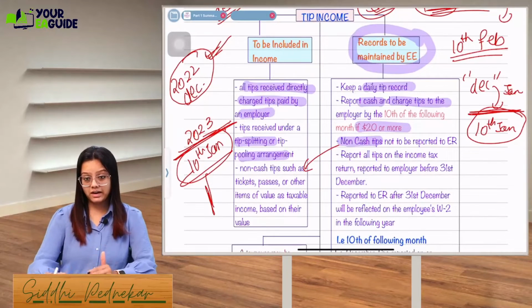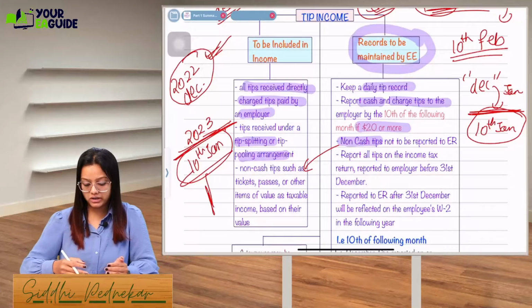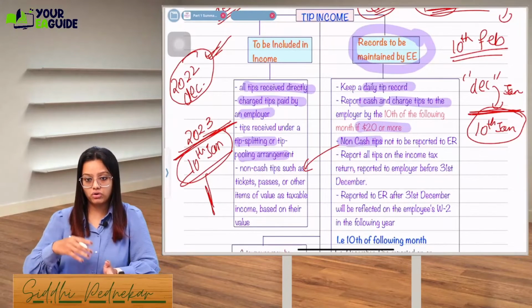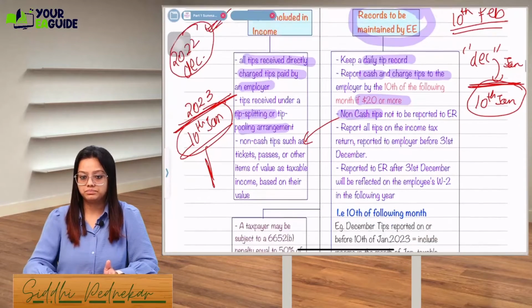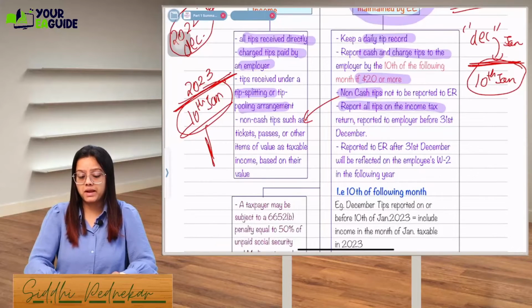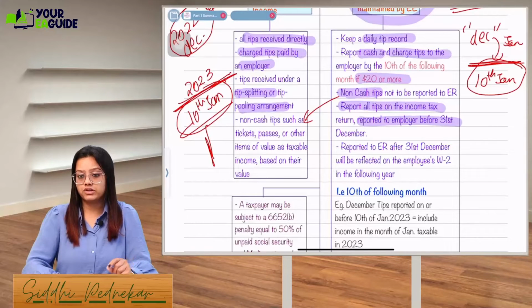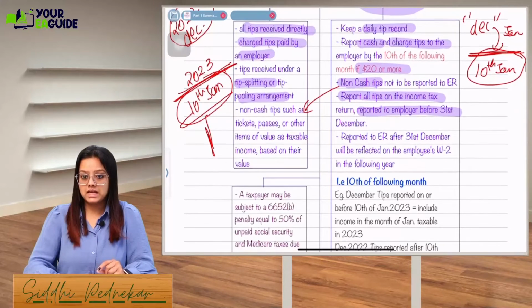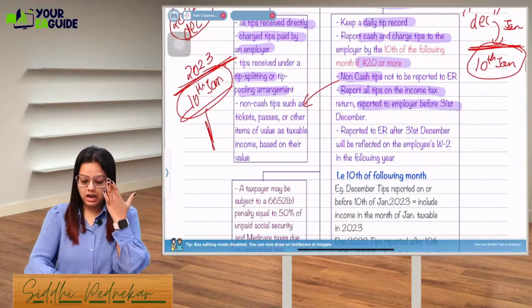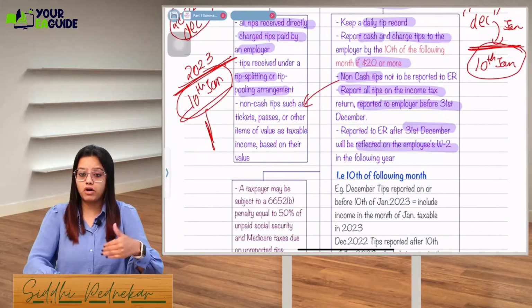While maintaining the record, you don't have to report the non-cash tips, okay, but when you record it in your tax return, you have to include all the tips as an income. Okay, now next is report all the tips on the income tax return. As I mentioned, on the 1040 return you'll have to report it, and it should be reported to the employer before 31st December. But if it is reported to the employer after 31st December, it will be reflected on the employee's W2 in the following year.